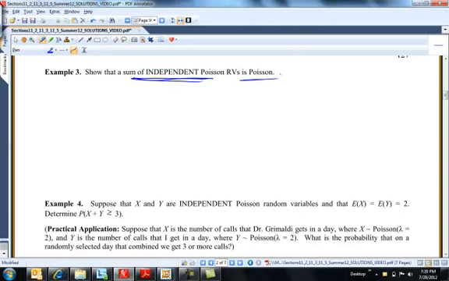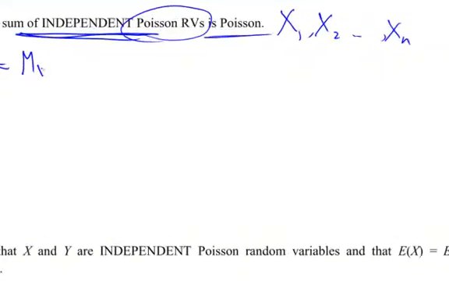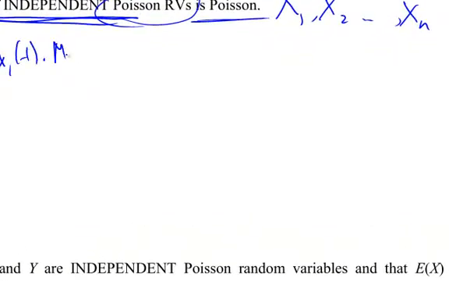So how do I do this? I'll do it for general n random variables. So let X1, X2, X3, up to Xn be my independent Poisson random variables. And so let's look at the moment generating function of their sum. This is just exactly what we did with the normal. So this is the product of their moment generating functions.